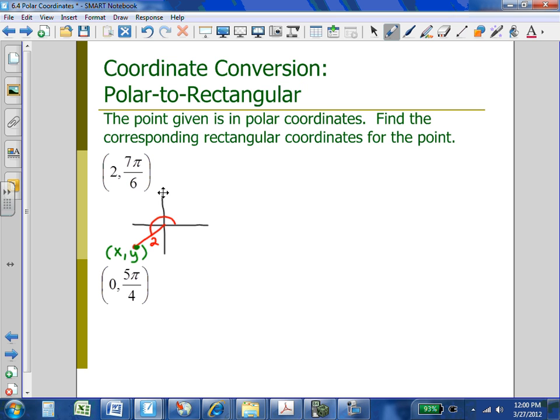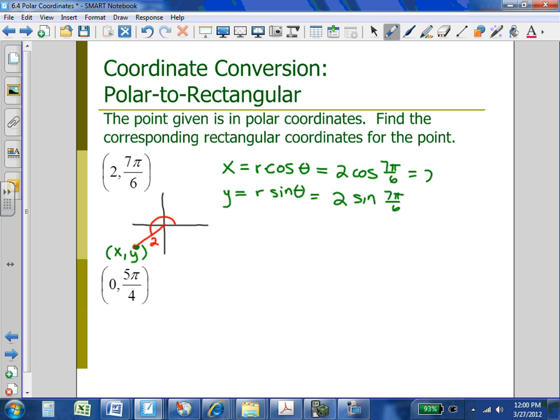We're going to do each of these one at a time. So we're going to calculate our x, which is r times the cosine of theta, and then we'll do y, which is r times the sine of theta. r is 2, and our theta is 7 pi over 6. And now I'm just going to insert those values.